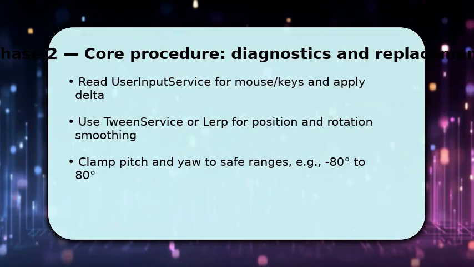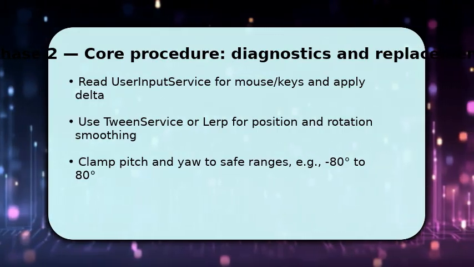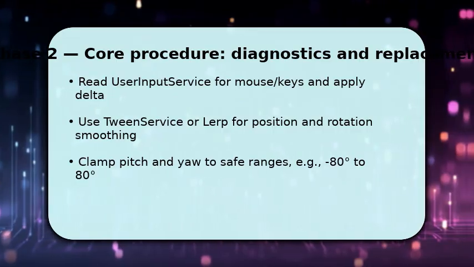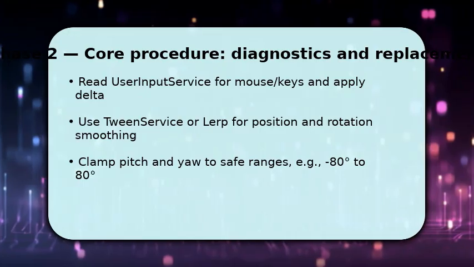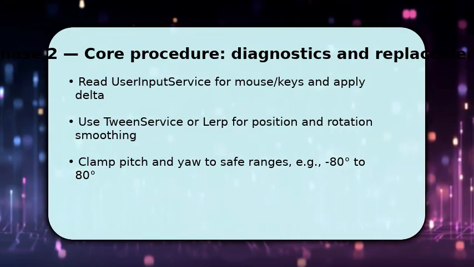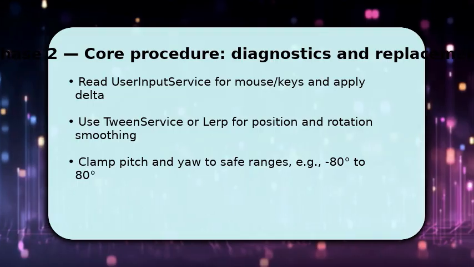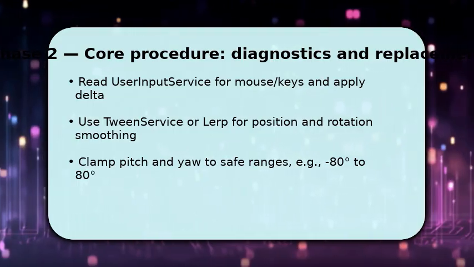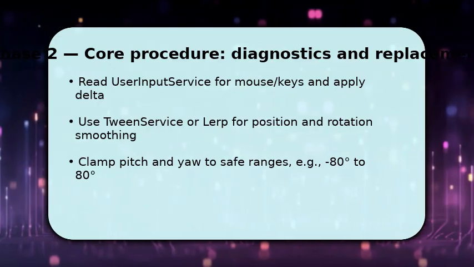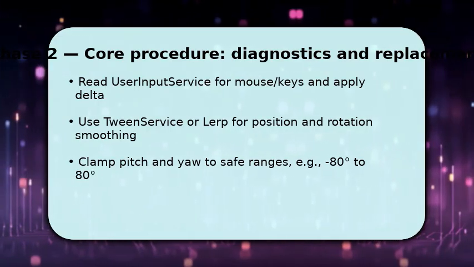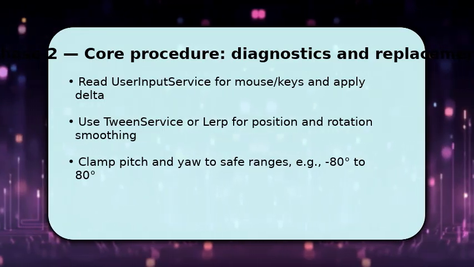Next, read UserInputService to capture mouse and keyboard deltas, so you move the camera in response to player input. Apply smoothing with TweenService or Vector3 Lerp and CFrame Lerp to avoid jerky motion. This blends current versus target positions. Make sure to clamp pitch and yaw to sensible degrees, for example -80 degrees to 80 degrees, to prevent flips. Once your input mapping and smoothing are in place, movement feels responsive and natural while remaining stable.